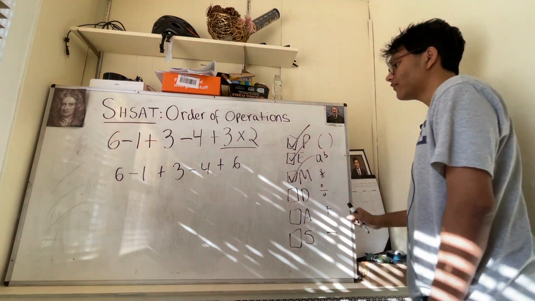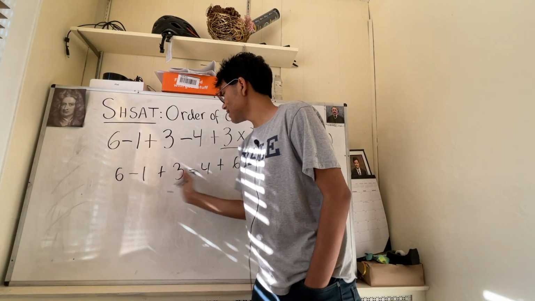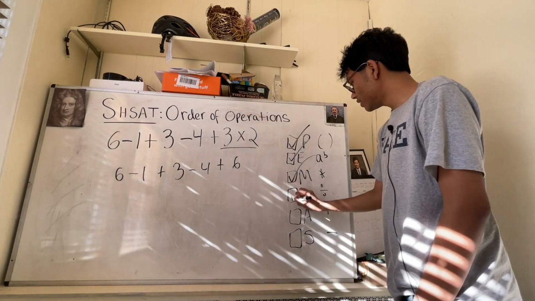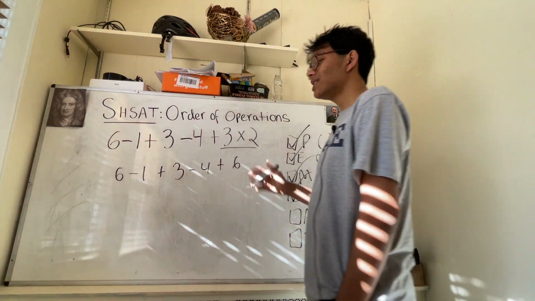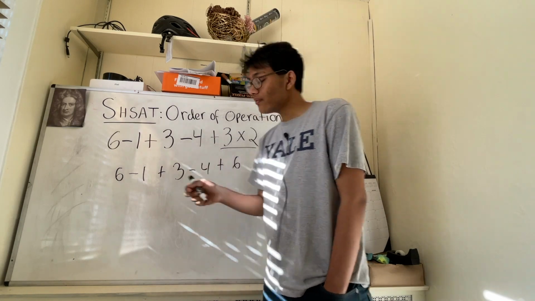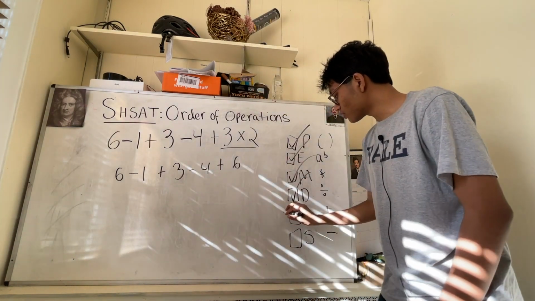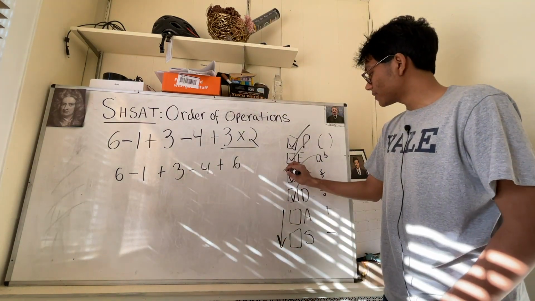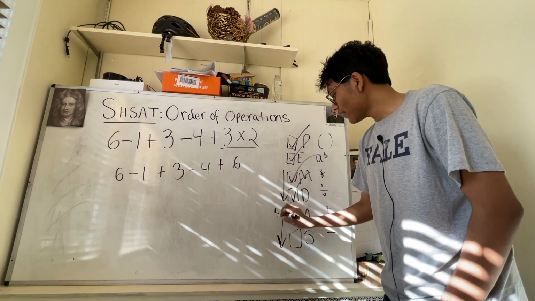Next one up is division. Any division here? Scanning, scanning. No division. Next one up, addition. So here's the thing. Whenever you have addition or subtraction and multiplication and division, you do it from left to right.